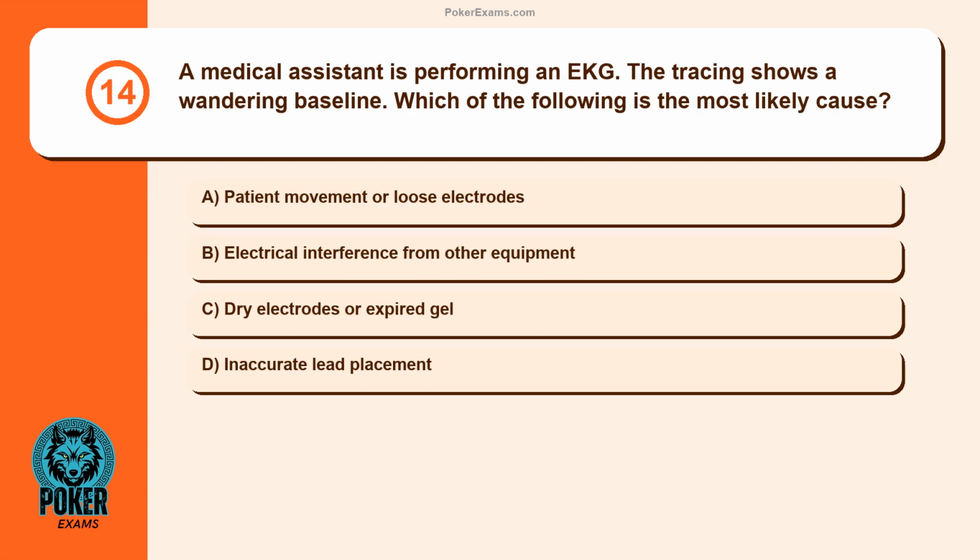Question 14. A medical assistant is performing an EKG. The tracing shows a wandering baseline. Which of the following is the most likely cause? Patient movement or loose electrodes? Electrical interference from other equipment? Dry electrodes or expired gel? Inaccurate lead placement?